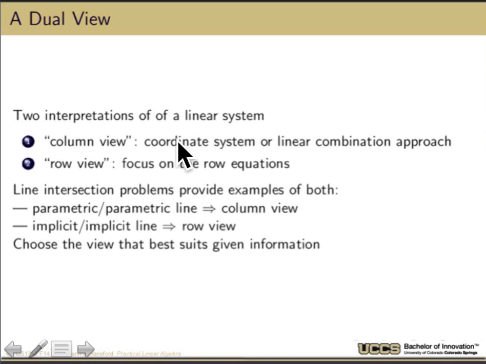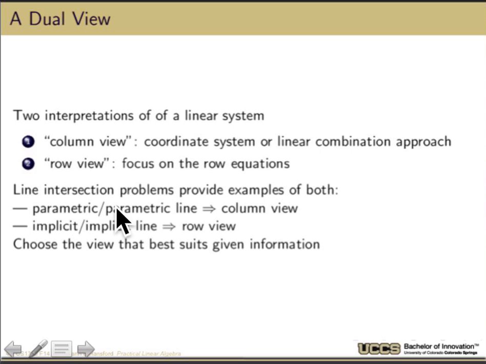So this is transforming from one space to another, where the columns are telling us what's going on in the transformation. Another way we can look at it is what we call the row view, which focuses on the row equations and is like the line intersection. As we started the chapter, we looked at it that way. So the line intersection problem can provide examples for both of these.